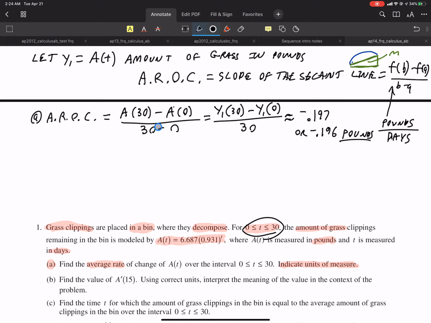And then the numbers down here is the time. So that's in days. So that's our units. That's our answer. Bam. All right, part B.